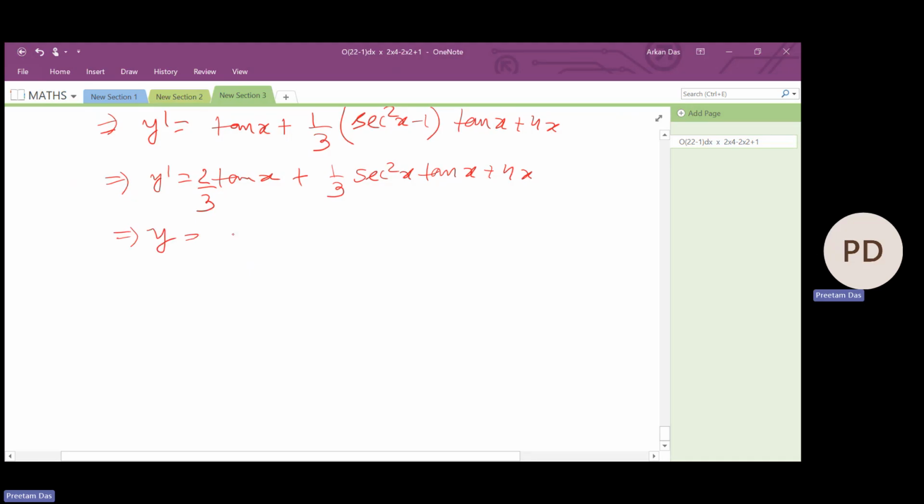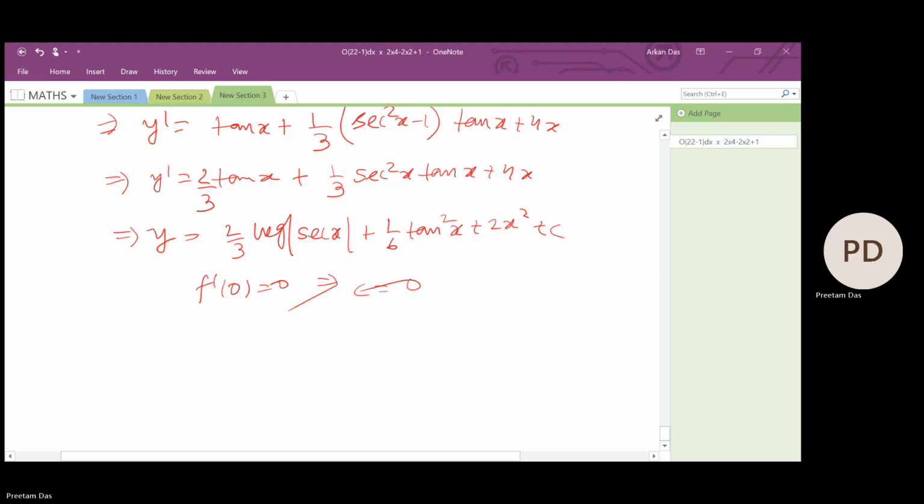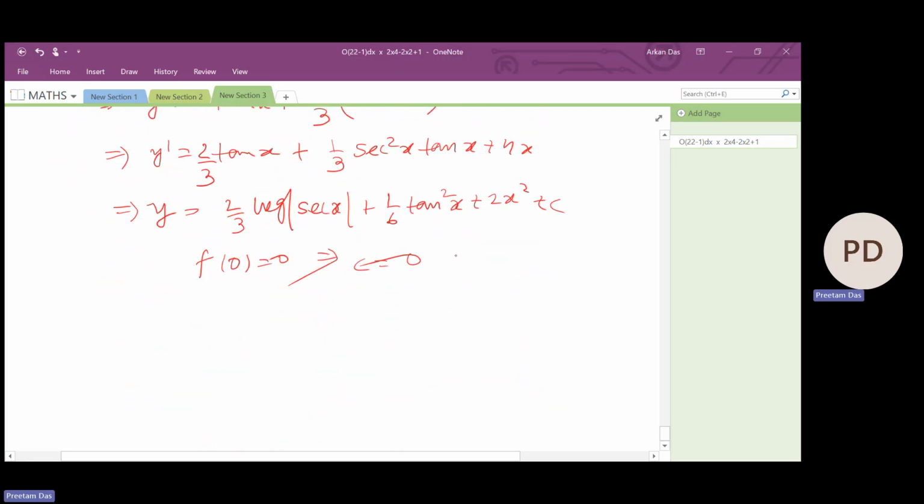Y will become how much? 2 by 3 log mod sec x, ln whatever. And then this one will become, over 6 tan square x plus 2x square plus c. But f dash 0 is given to be 0, so c equal to 0. F0 we have to use here. We have to use the condition that f0 is 0. So which option is correct? Option B.